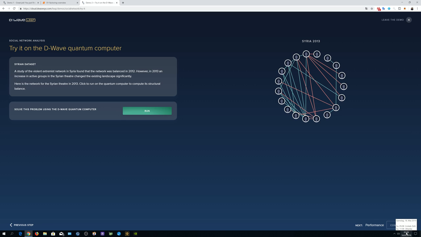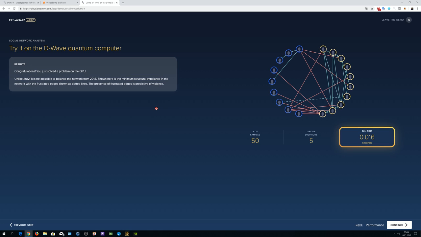What time is it? Okay, it's 9:50, because 2 hours before I started accessing and ran a demo for the first time on a quantum computer. So it's 2 hours after. Let's run it. Ready? Go. Okay. It took 0.016 seconds to solve this. Five solutions.